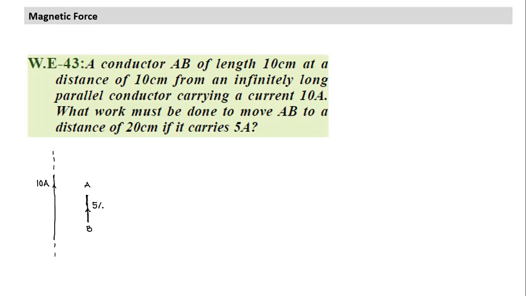Okay, so the question is something like this. There's a long wire, and AB is a wire of length 10 centimeter. L is given as 10 centimeter, and it is kept parallel to a long wire carrying current 10 ampere. What work must be done to move AB to a distance of 20 centimeter? So the initial distance is 10 centimeter, and finally it is moved to 20 centimeter.